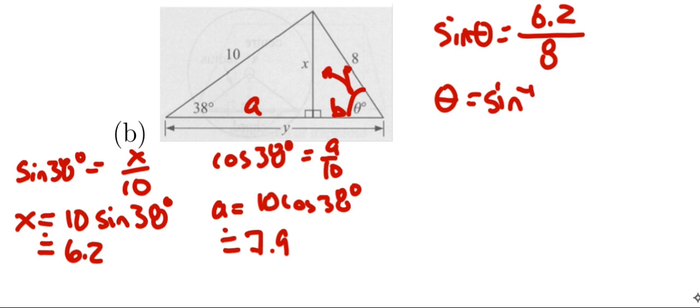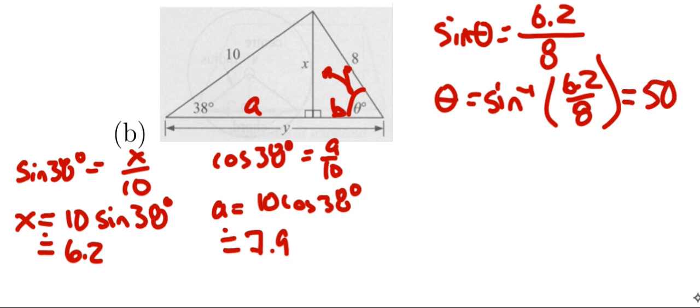So now I'm going to use the inverse sine of, and I'm going to use that full decimal on my calculator. One of the nice things about modern calculators is that I can just grab that number, divide it by 8, and this is in my inverse sine. So it's going to be 6.2 over 8. And I'm going to get that theta is roughly 50 degrees. Now that's approximate, that's rounded.